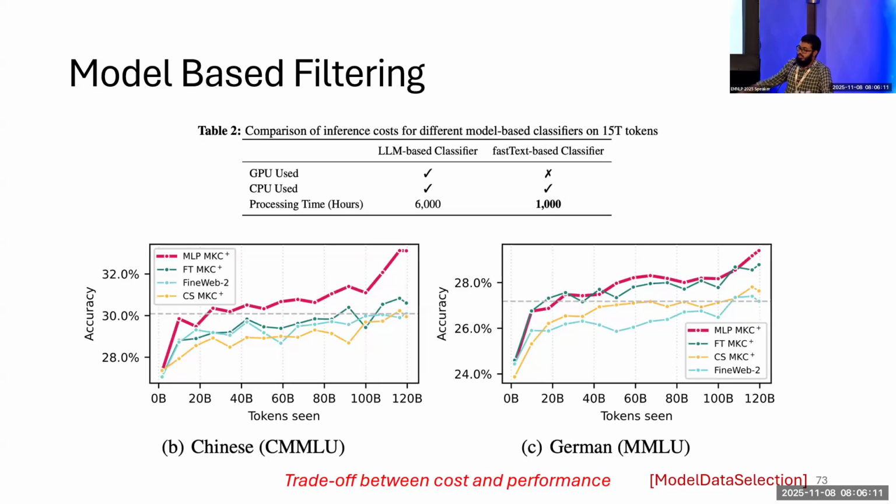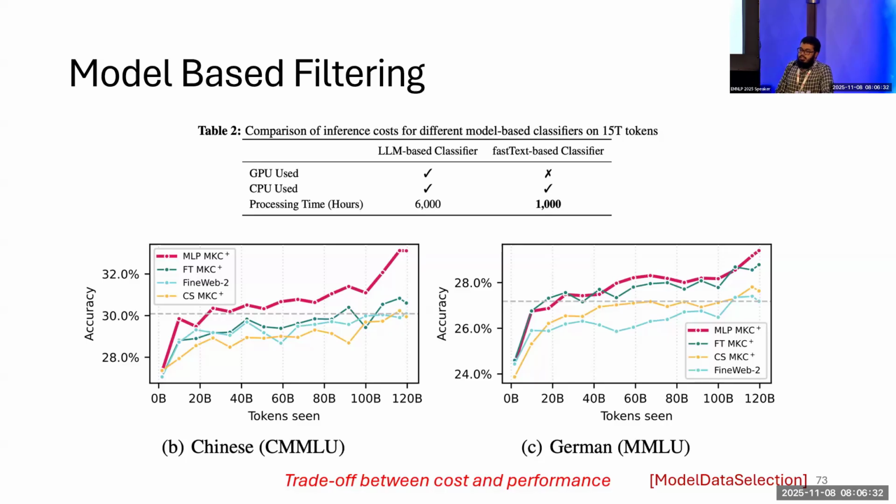For example, if you use an LLM-based classifier, it's a lot more expensive to run. If you have to process about 15 trillion tokens, then you need about 6,000 hours, as compared to a fastText classifier, which simply finishes off in 1,000 hours. The performance also slightly varies between these two types of classifiers.